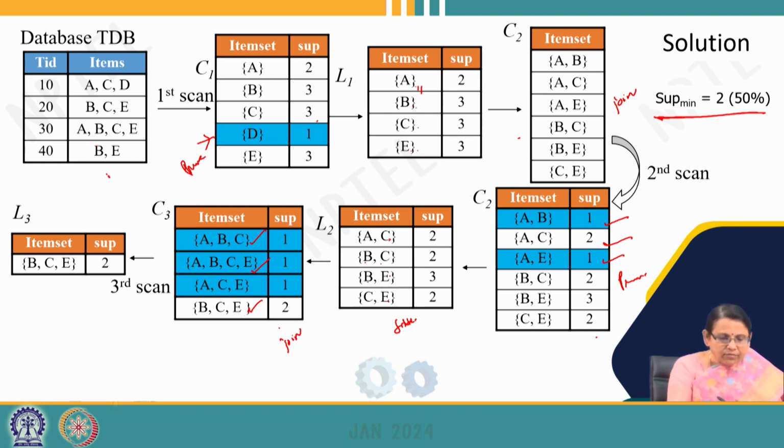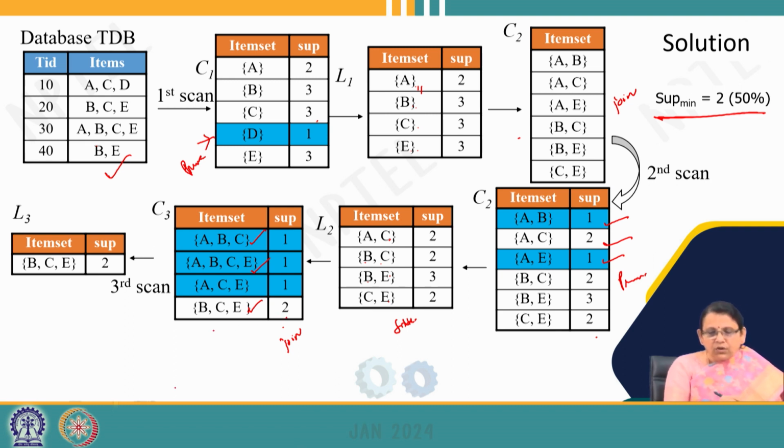So, therefore, after this we have to go for the third scan. Go to the database, find out the frequencies. So, it turns out that these 3 items are to be pruned. So, the only thing that remains with 3 items is this one.